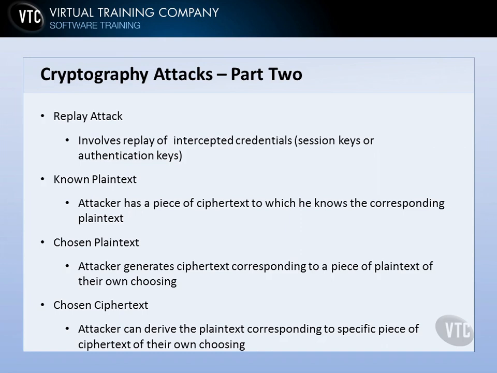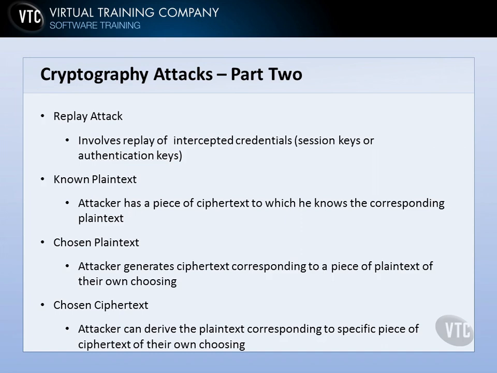We also have a chosen plain text attack where the attacker generates a piece of ciphertext that corresponds to a piece of plain text of their own choosing. So they choose the plain text and generate ciphertext according to what they have. And so then they can do comparisons and figure out how these would be generated given a piece of unknown plain text or unknown ciphertext.